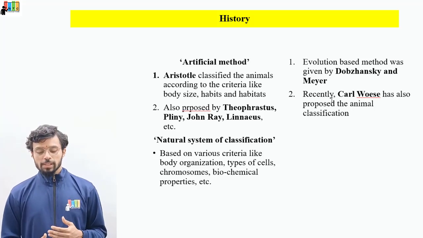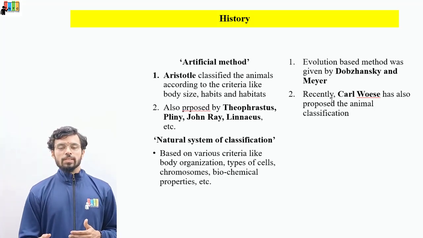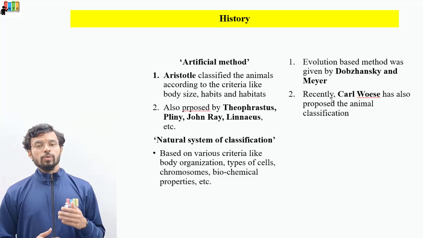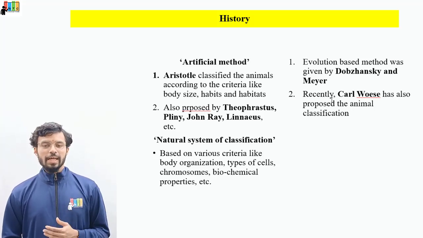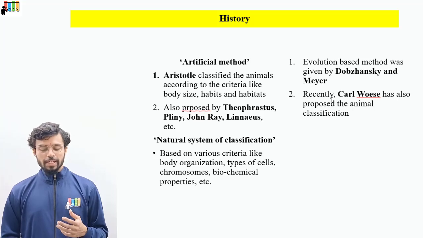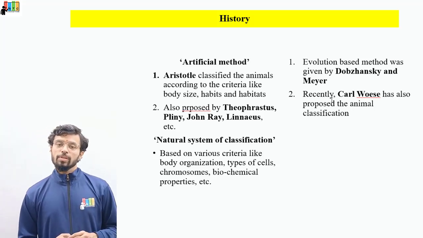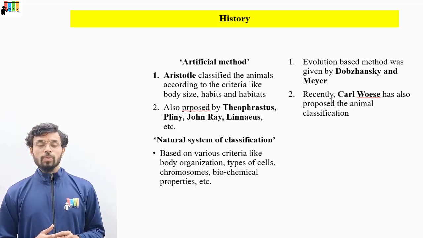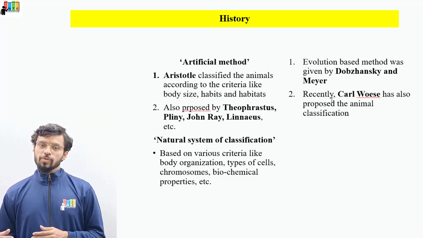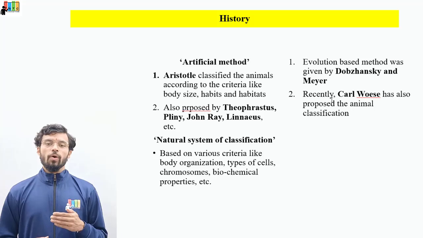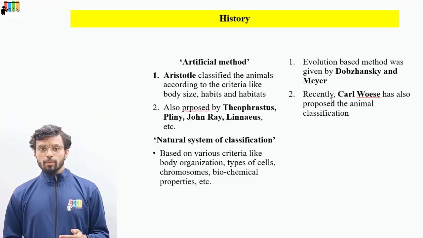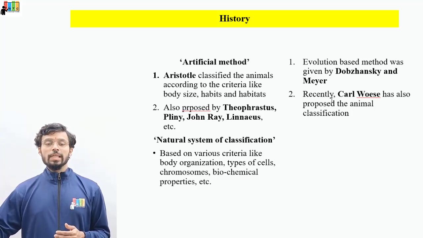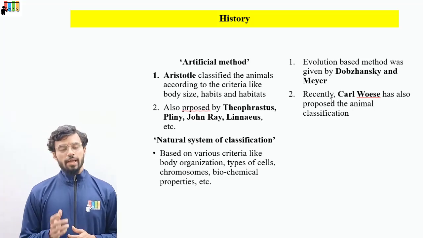So what did he do? He did classify animals depending on external features like body size, their habits, and the habitats that they live in. After this, this was also proposed by other scientists like Theophrastus, Pliny, John Ray, and Linnaeus. So Linnaeus is a revolutionary or a pioneer in terms of animal classification. He was the one who classified a great number of species, and hence, as an honor, whenever we write the name of an animal according to the binomial nomenclature, we usually suffix it with Lin. So that stands for Carl Linnaeus.